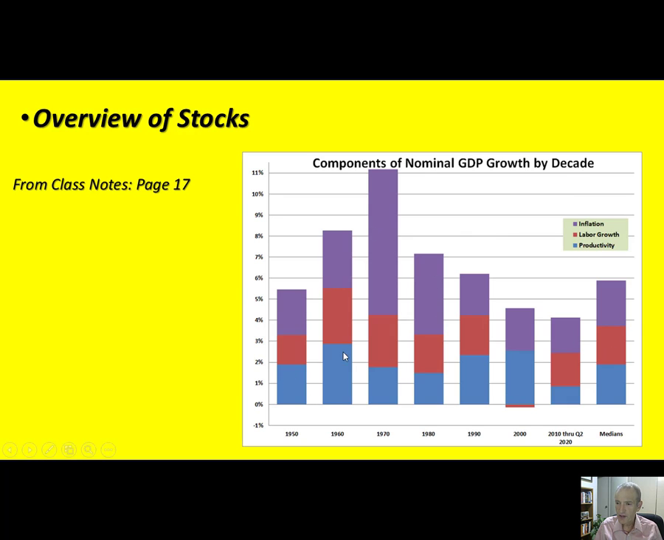And productivity, you can see it's been ranging generally between 1.5% to 3%. Really slow in the 80s, recovered in the 90s, recovered in the 2000s. It's been really slow this last decade, from 2000 through 2020. This is through second quarter 2020, so it's really before COVID has really taken off.